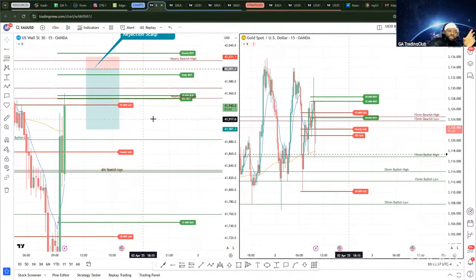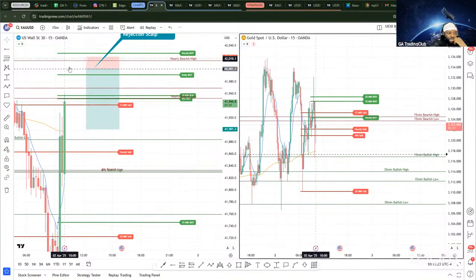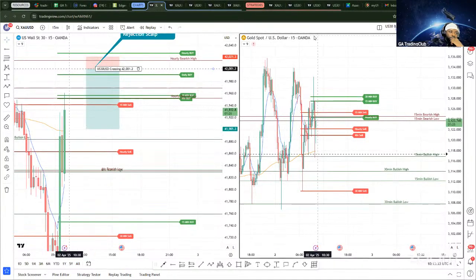So I don't want to have to switch to the other chart just as of yet, because I am anticipating this US 30 entry and I don't want to miss it. But I am in a sell for gold currently. And let's see if we can have a pushback down.